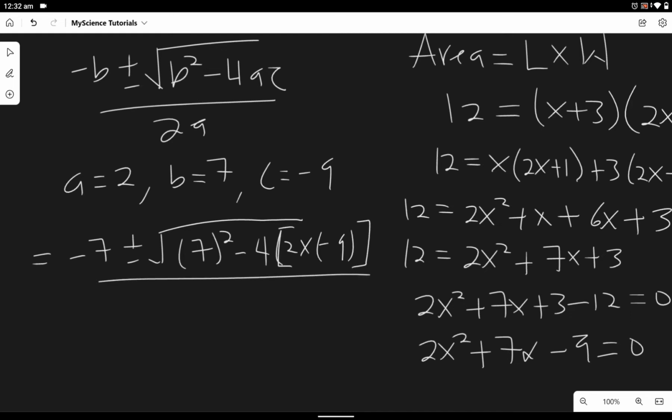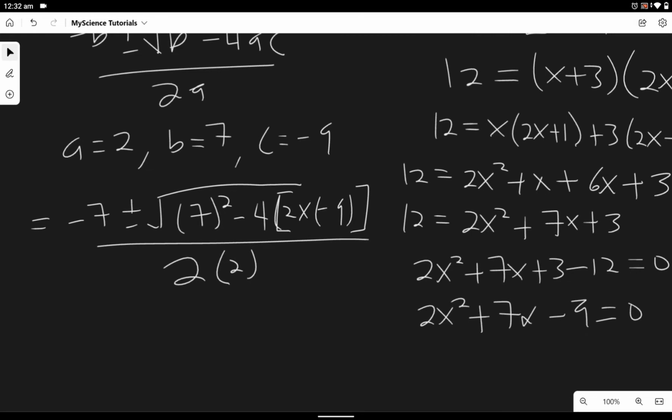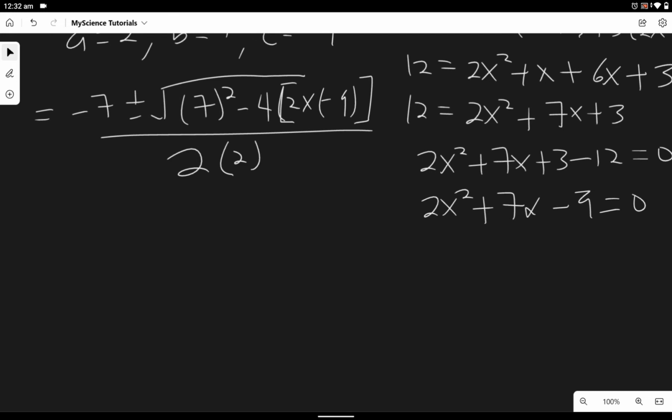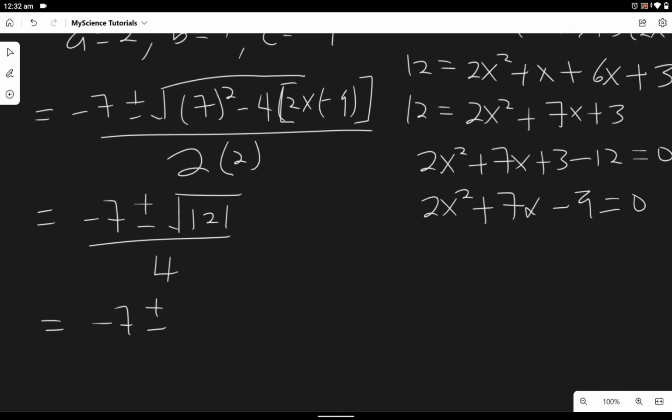Okay, all over 2, the A is 2. So from here, we can go ahead and simplify our equation further. In simplifying our equation further, we still have minus 7 plus or minus the root of, if we simplify everything in the brackets, we are going to get 121 divided by 4. Now this is equal to minus 7 plus or minus the root of 121, which is 11. So we have 11 on 4.